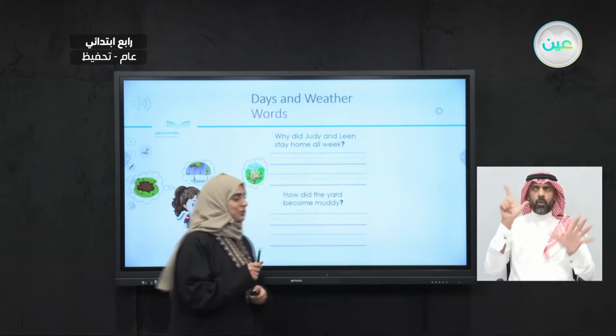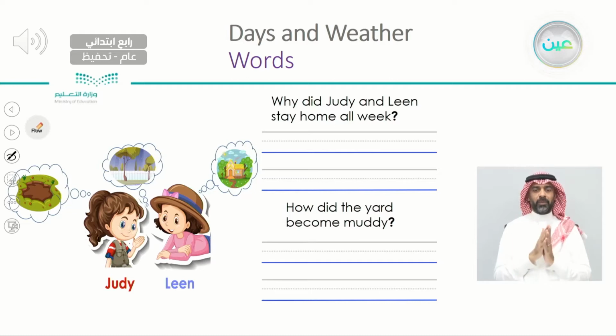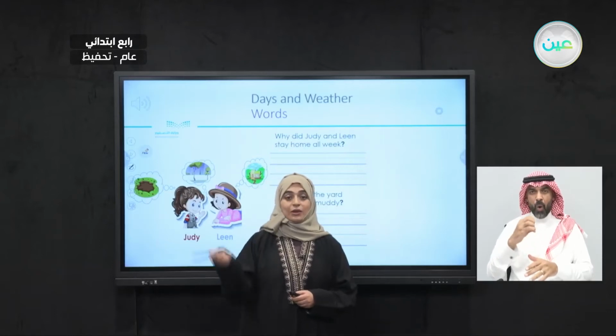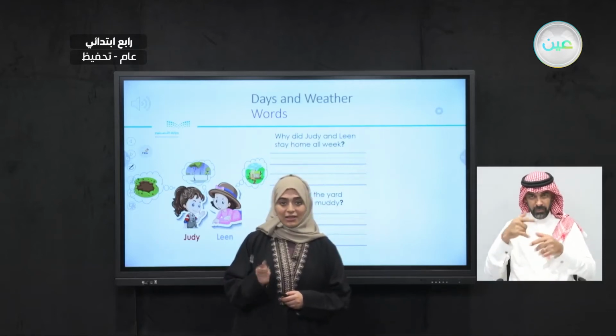So let's read the first question together. Why did Judy and Lean stay home all week? And the second question is, how did the yard become muddy? What does muddy mean? Now let's listen to the audio again and then answer the questions.